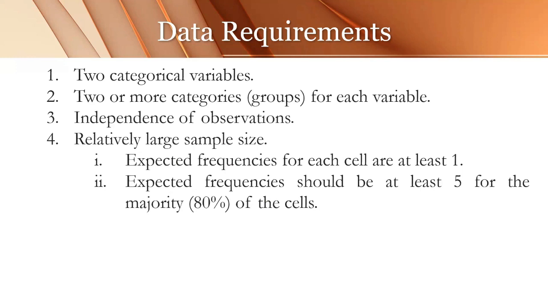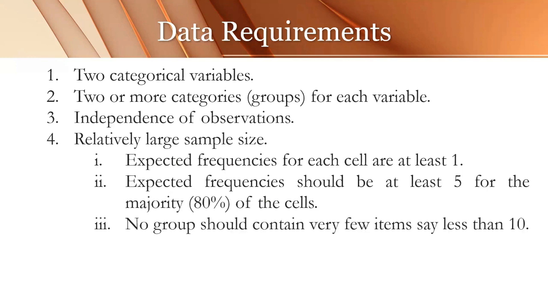Nearly 80% of the cells should have a minimum frequency of 5. No group should contain very few items, less than 10. We have two groups, like the male and female categories. If you have two groups, male and female, none of the groups should have a count of less than 10.